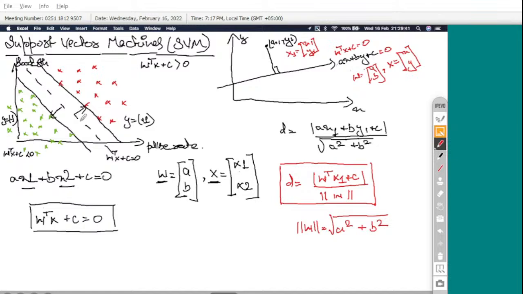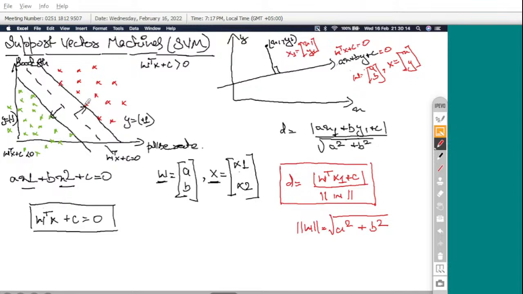Right. Now let's come to this point, guys. In order to get the best fit line, we need to maximize the minimum distance from the hyperplane. So first of all, we need to find out the closest point. Yes, guys? And then we need to maximize the distance from the closest point to get a best fit hyperplane.